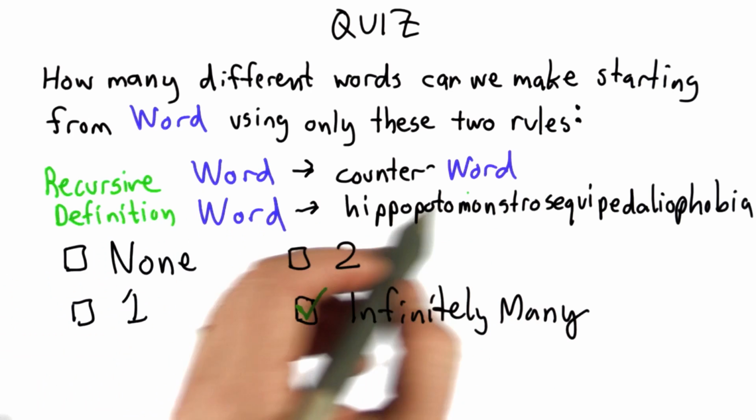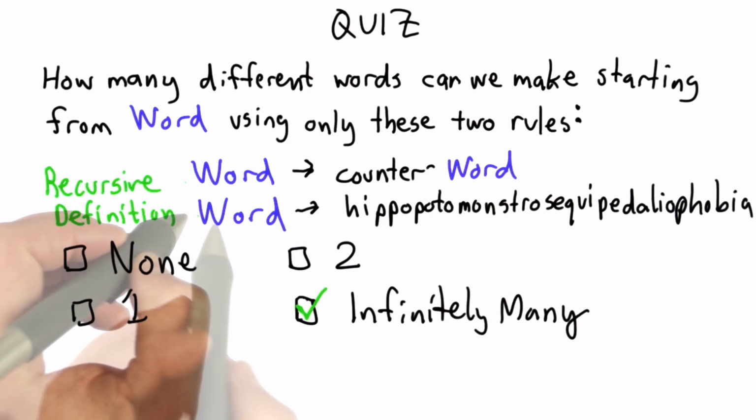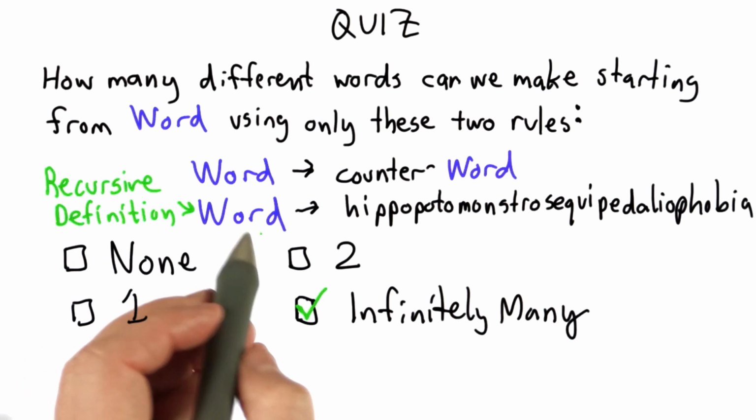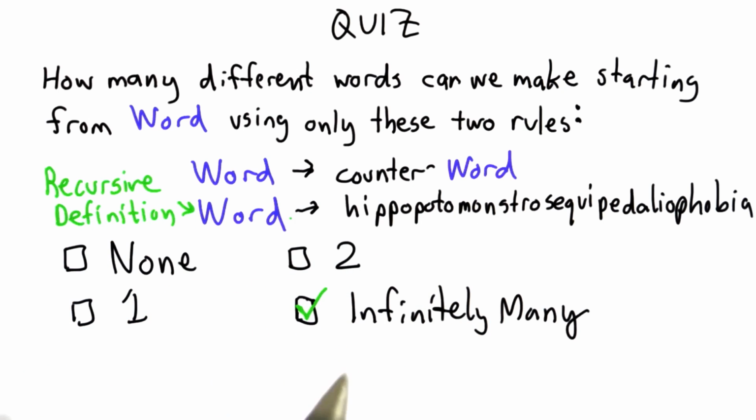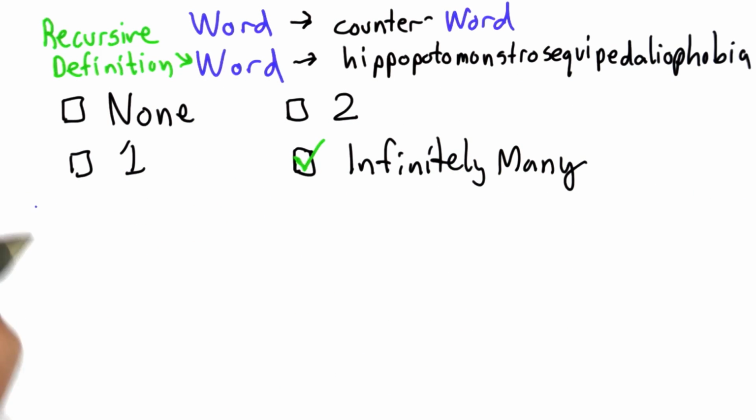That means we have defined word in terms of itself, but that's not the only way we've defined word. We also have this other rule that allows us to have a starting point, that there's one word that we have that's defined not in terms of itself. So here's how we can make infinitely many words using these rules.